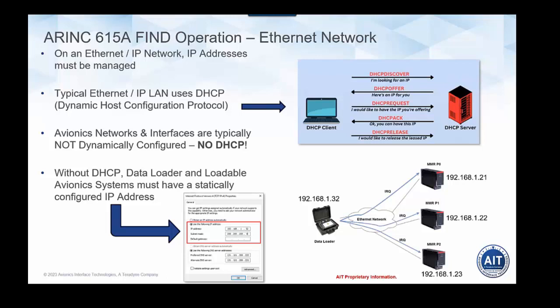So what that means is in data load applications, there's almost never, in fact, I don't know of any case where DHCP is used. So without DHCP, at a minimum, the data loader has to know what its IP address should be, and it has to be statically configured. So a user or some configuration that lives in the data loader has to know what IP address that data loader should have when it connects to an avionics network. It can't just connect without knowing that, like a laptop on a LAN, and then use DHCP to resolve.